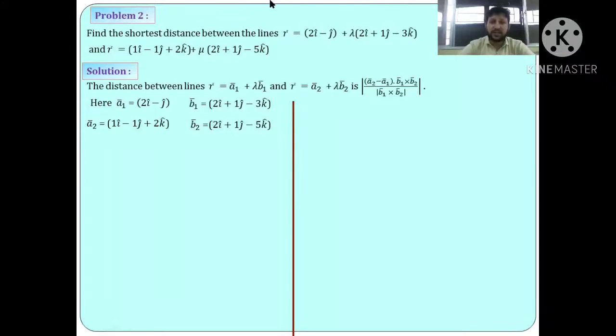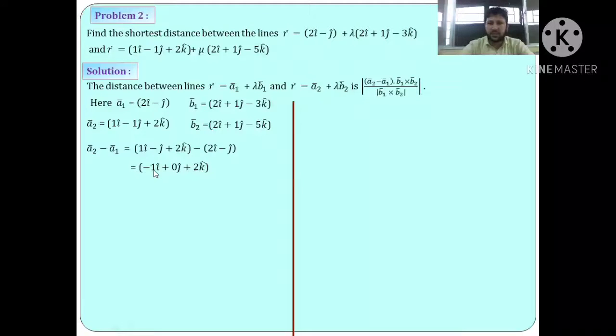Next, the calculation of the difference of position vectors, a2 bar minus a1 bar. The difference between these two vectors: 1i minus 2i gives minus i, minus j minus minus j becomes 0j, and plus 2 times k. The value obtained is minus 1i plus 0j plus 2k.